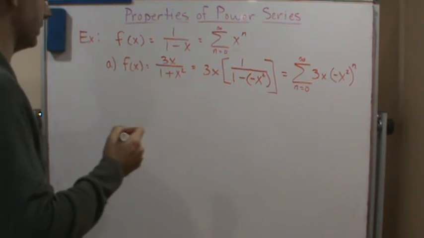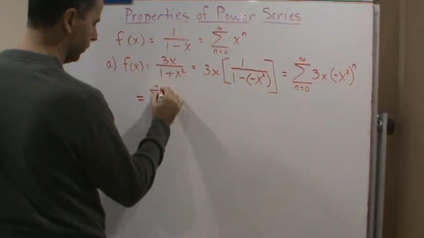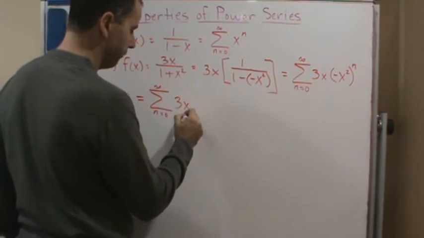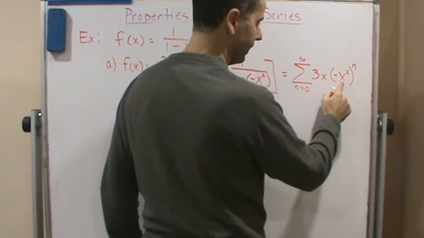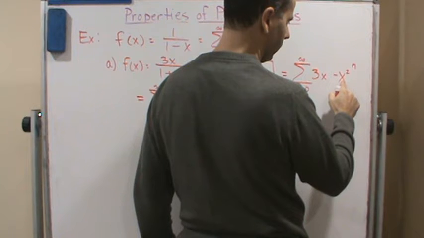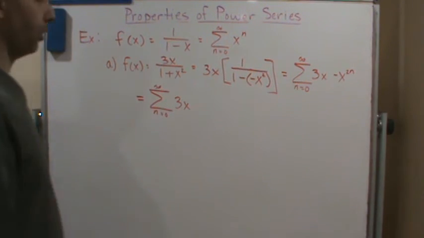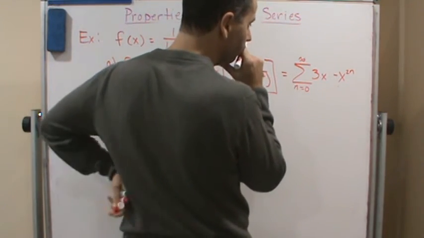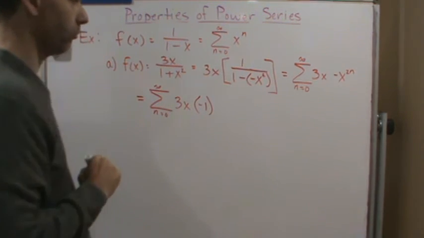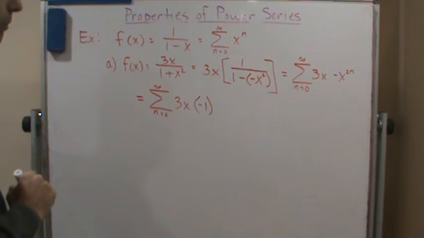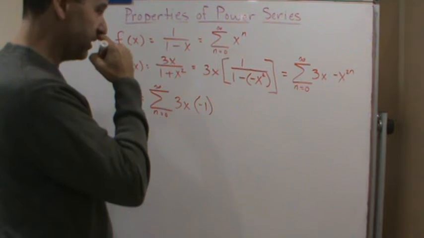Okay, now we're not done with this, but let's simplify this even further. So this is the sum from n equals 0 to infinity of 3x times, this is going to be to the 2n. If I rewrite this, this is actually going to be negative x to the 2n, because of the property of exponents. And now if I split this up, I've got a negative 1 there.